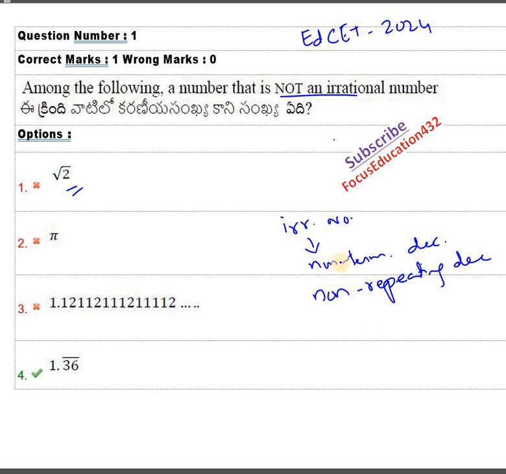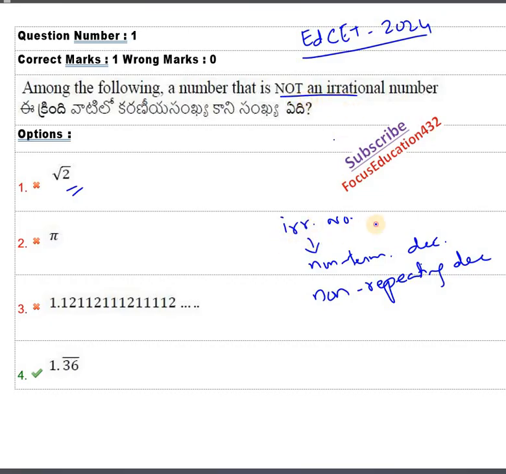In this video, we will see the B.Ed Entrance Exam 2024 question paper. Maths questions, so we will see the complete solution. EdCET 2024 maths questions. First one: among the following, a number that is not an irrational number.